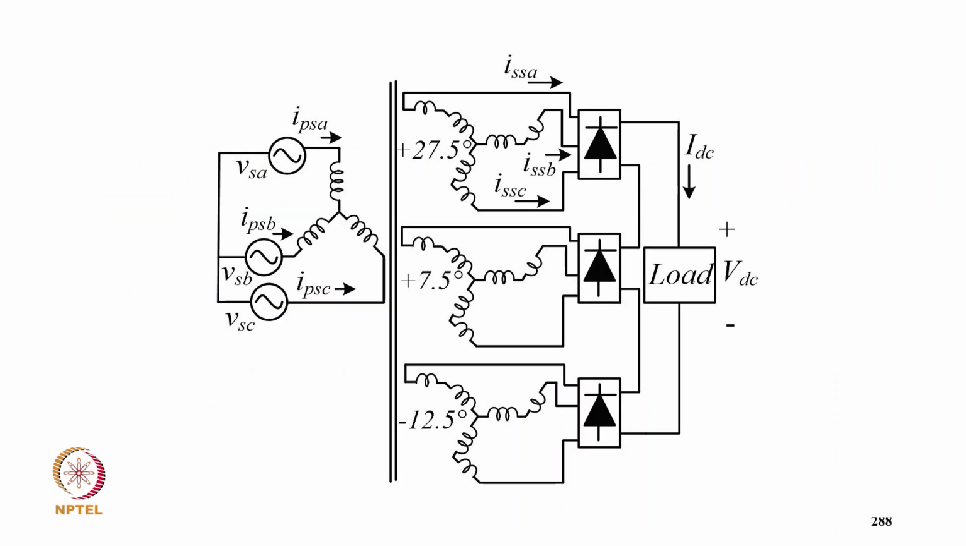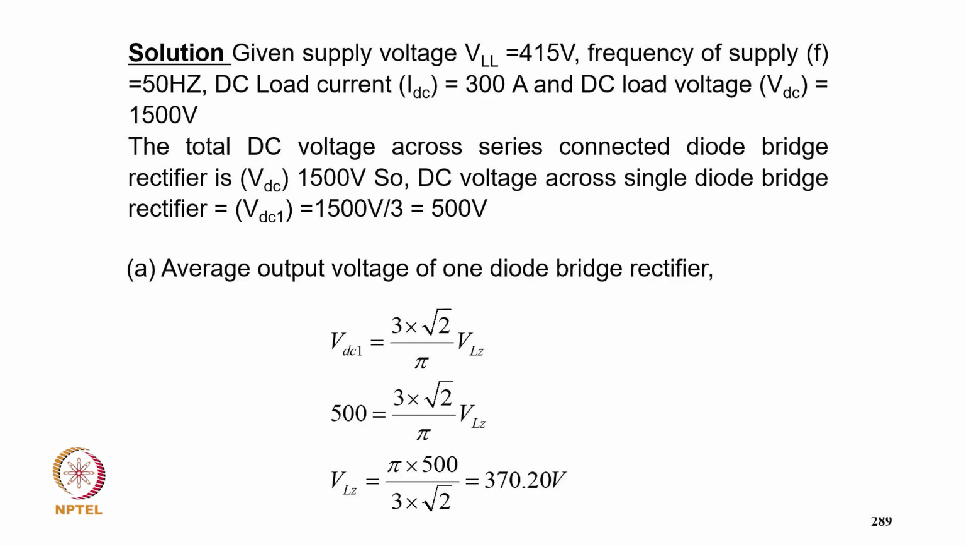So this is an 18 pulse converter, so you have to give a phase shift of again 20 degree. So one is with the zigzag 0, another two are again plus minus 20 degree, so plus 20 and then minus 20, and with connection in series, interface transformers are not required. So given supply voltage VLL equal to 415 volt, frequency of supply 50 Hz, DC load current is 300 ampere, and DC voltage is 1500 volt, and total DC voltage across the series connection of diode bridge rectifiers is 1500 volts.